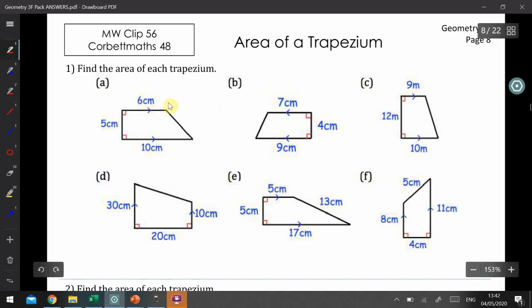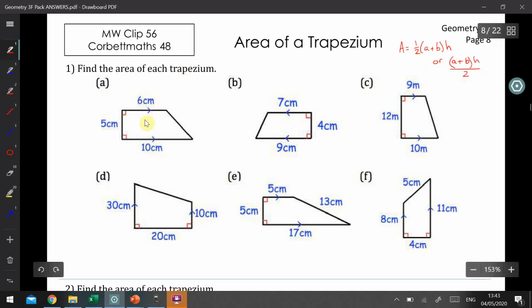Okay, so probably worth writing that down somewhere on the page. Half times A plus B times height. Remember, A and B are the parallel sides of the trapezium. You may see this written as A plus B times the height divided by 2. Okay, it's just exactly the same way to write it. Times them by half is the same as dividing by 2.